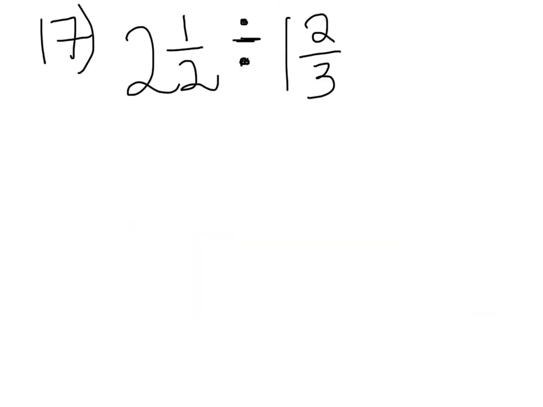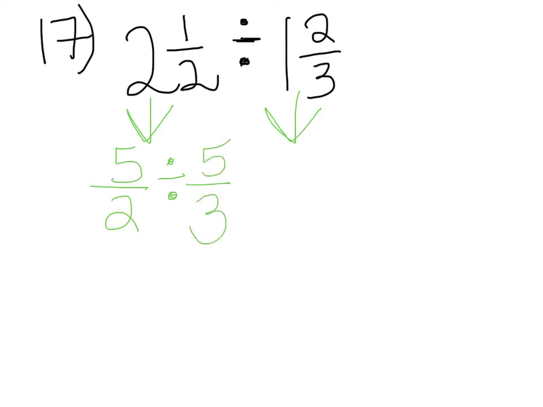All right, the last one I'm going to work is number 17. Same thing, when you multiply fractions, you have to change your mixed numbers to improper. Same thing for division. So we're going to change both of these to their improper fractions. 2 and 1/2 would be 2 times 2 is 4 plus 1 is 5, so 5/2, divided by 3 times 1 is 3 plus 2 is 5, so divided by 5/3.